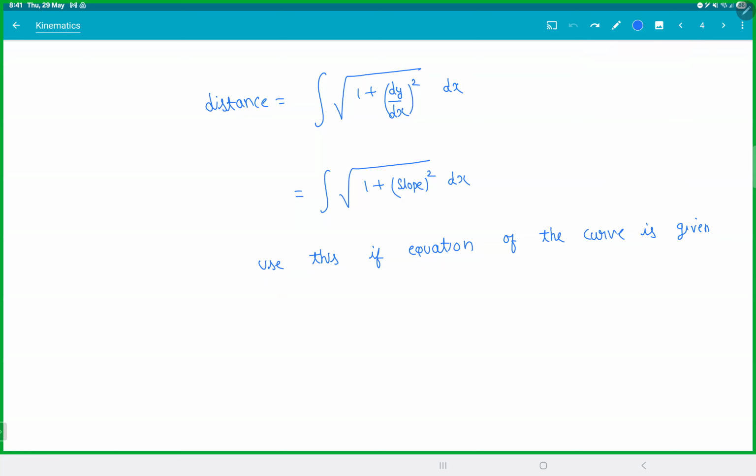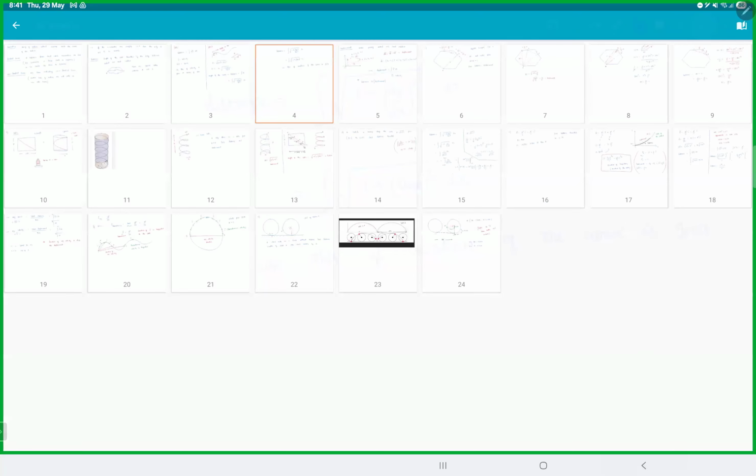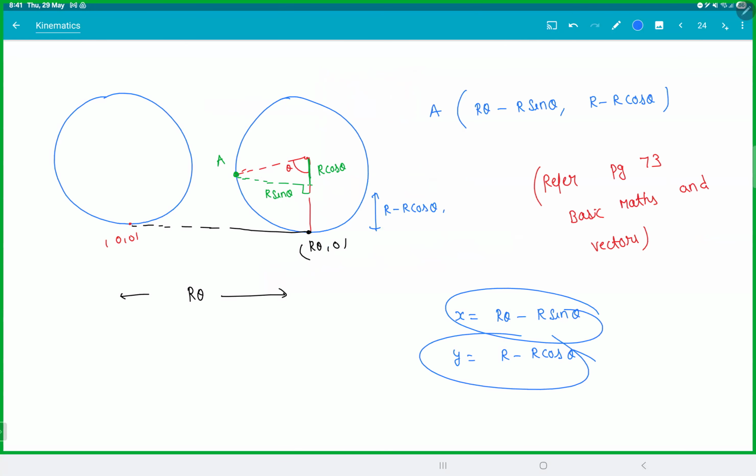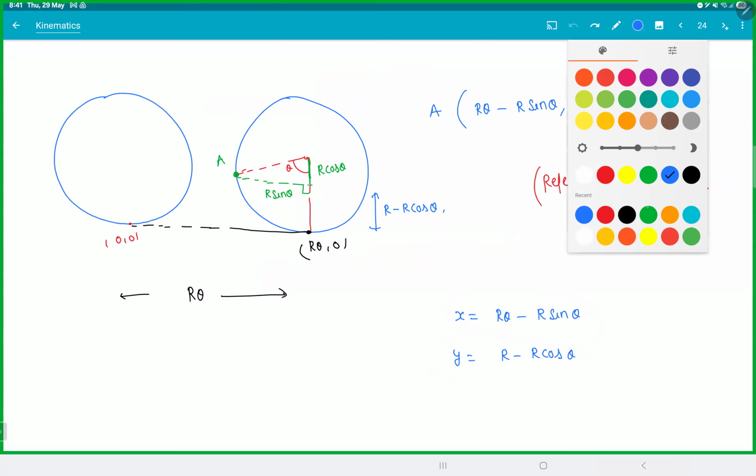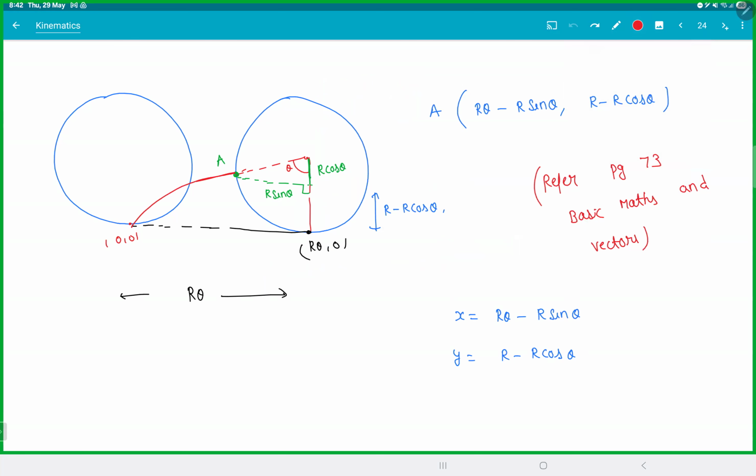So I know the x coordinate, I know the y coordinate, I know the formula. Now, can you solve? I'll give you 2-3 minutes. This is your x coordinate, this is your y coordinate, but everything is in terms of theta. Understand, you're not finding the displacement, you're finding the distance. This point A won't go in a straight line. This guy will actually be going in a curve like this. We are trying to find the length of that curve. That's the distance.